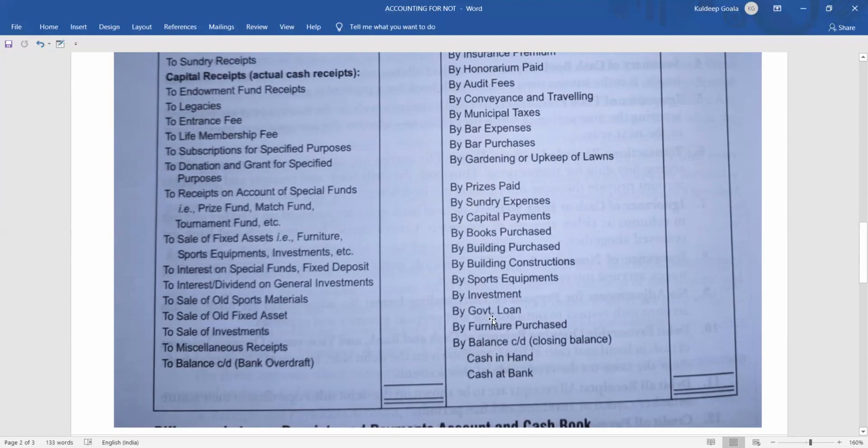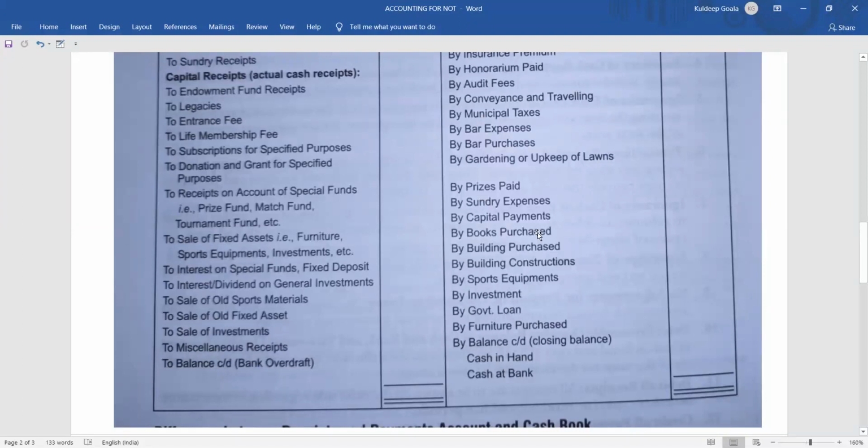Then any government loan, which means we are providing a loan to the government sector. Many times a very strong NPO, or non-profit organization, can provide a loan even to government agencies. Okay, so that is it. Then furniture purchase, I already told you. So this is the composition of the items in the receipts and payment account.